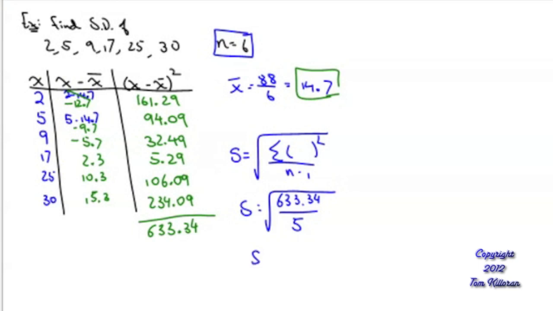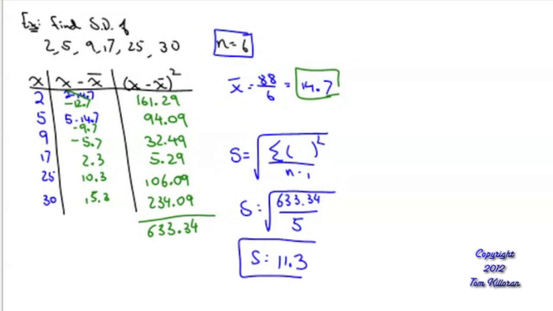11.25. So the standard deviation here is 11 point. I got 11.25. How do you do that again? You hit second x squared. It puts the square root symbol on your screen. Then 633.34 divided by 5. 11.25. Yeah, that's right. Now, the original data had no decimal places, so how far do I round it? One decimal place. So it's 11.3.